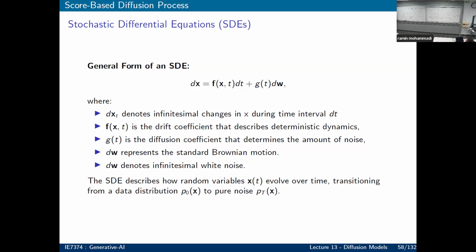Now, the dxt is basically, again, this is assuming infinite noise here. Okay, so dxt denotes the infinitely small change in x during a certain time. How much infinitely small change you will get for x at this time step. Then you have f(x,t), that's a drift coefficient, a deterministic term. You have g(t), which is the diffusion coefficient, and you have dw, that's called Brownian motion, okay?